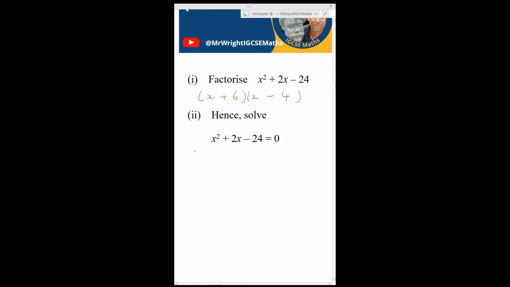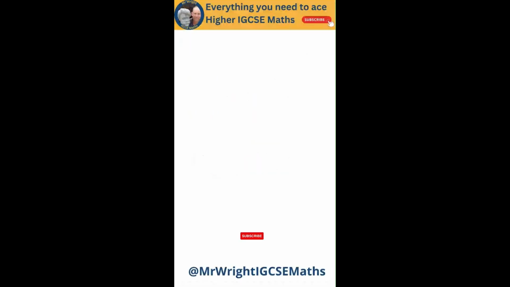Hence, which means use your previous answer, solve this quadratic. To solve the quadratic, set it equal to 0, it already is. Factorise the left-hand side, and then find those values of x which make the left-hand side equal to 0.